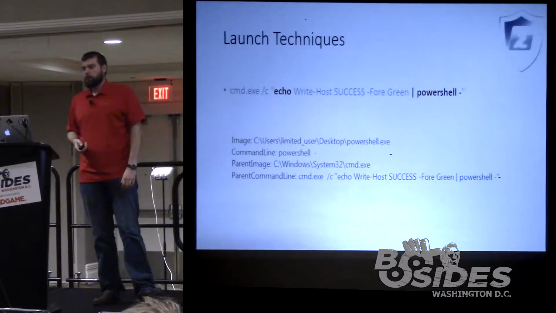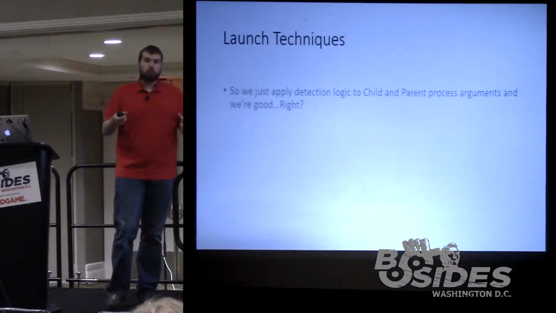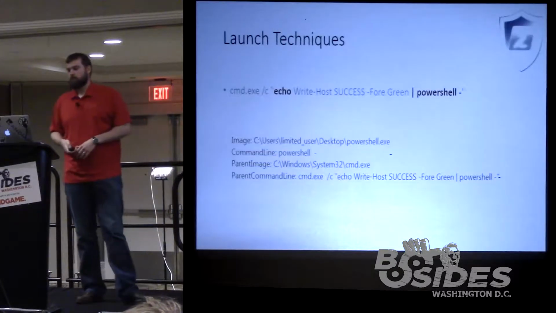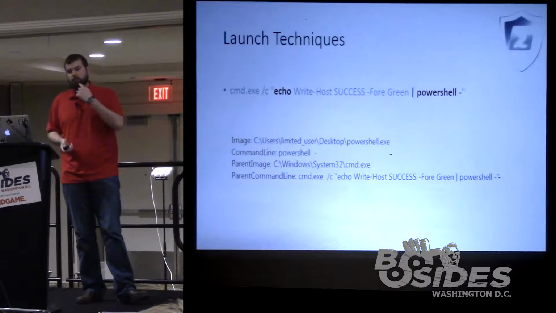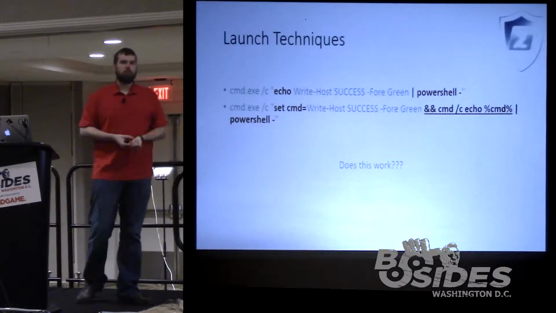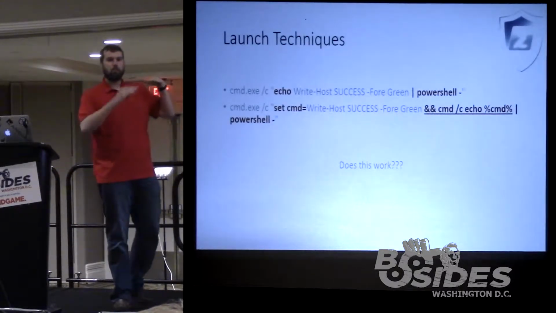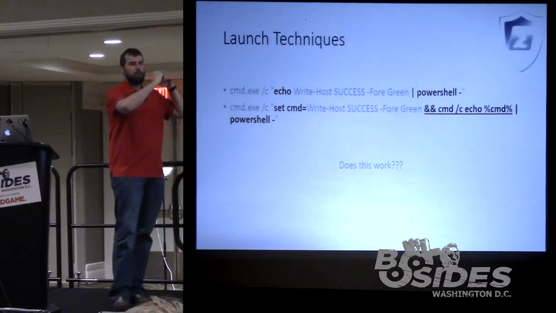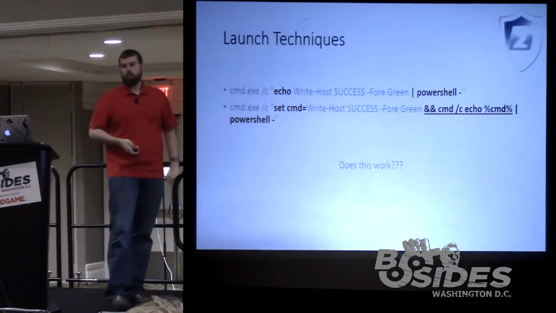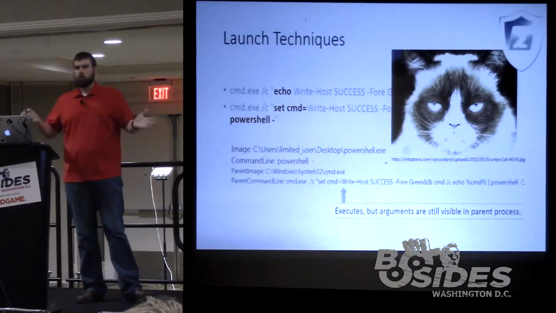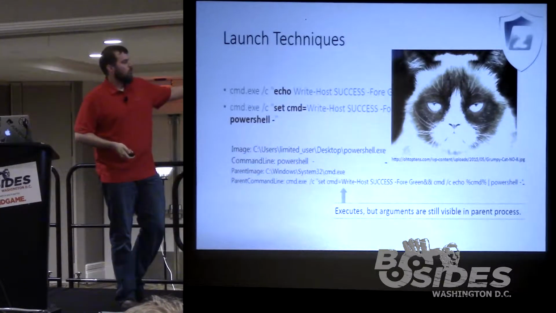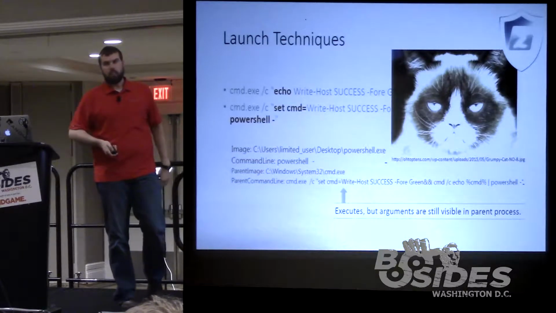So maybe we're thinking, why don't we just look for these arguments in PowerShell.exe and then in its parent process? So the problem there is, what if we introduced a third process in the mix? So instead of command spawning PowerShell, what if we said command setting the arguments into environment variables, and then a second command echoing those environment variables into PowerShell, and then PowerShell launches it? Well, technically this works, but we don't get any benefit out of this because, as we can see, we still see the full command in the parent process.